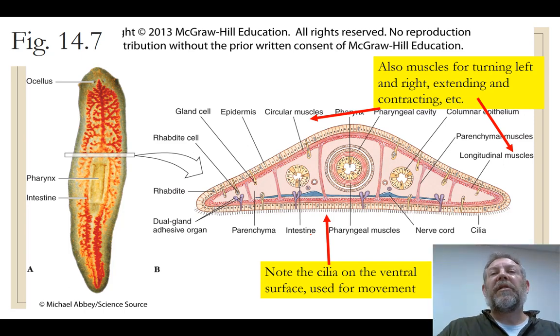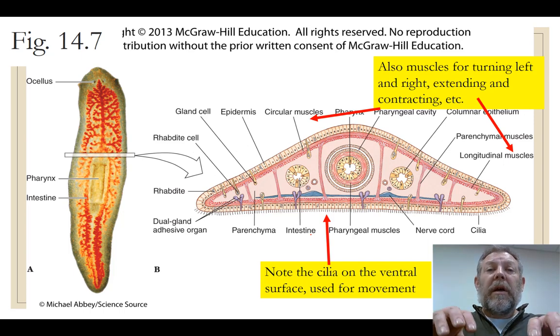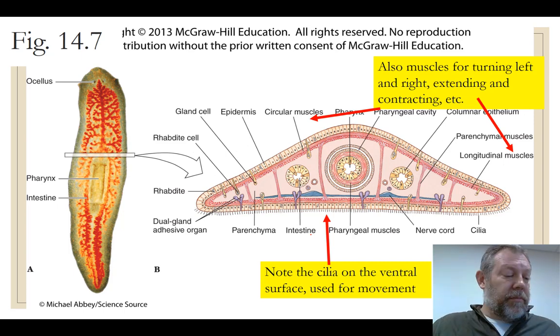You also notice that for movement, so that helps them kind of steer, but for movement, they also have these cilia on the bottom, and you remember that we saw cilia on a lot of the protozoans and the single-celled organisms we looked at earlier. Now we're seeing ciliated cells, and this is the primary means of locomotion. The ciliated cells are mostly on the ventral surface, which allows them to move around.